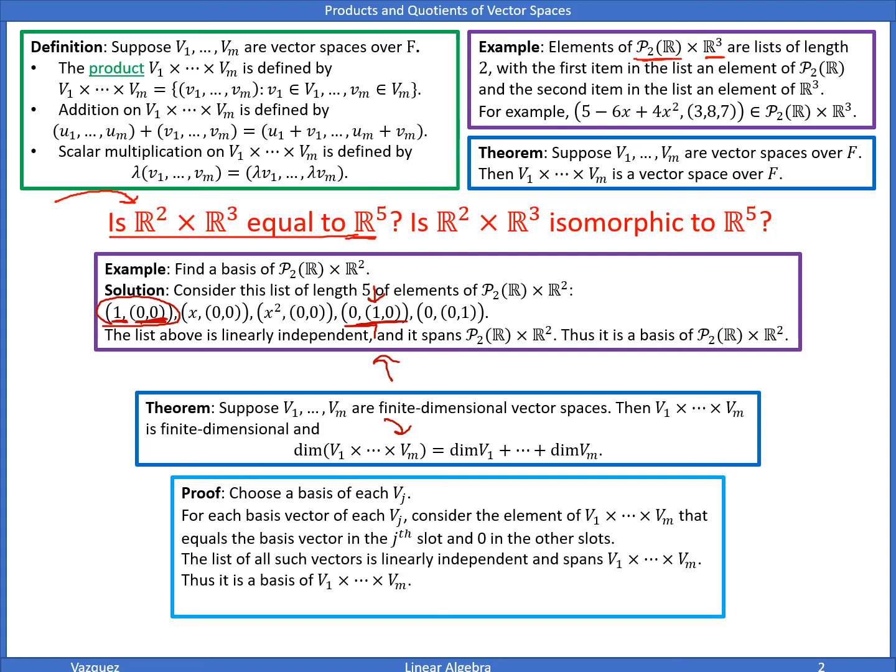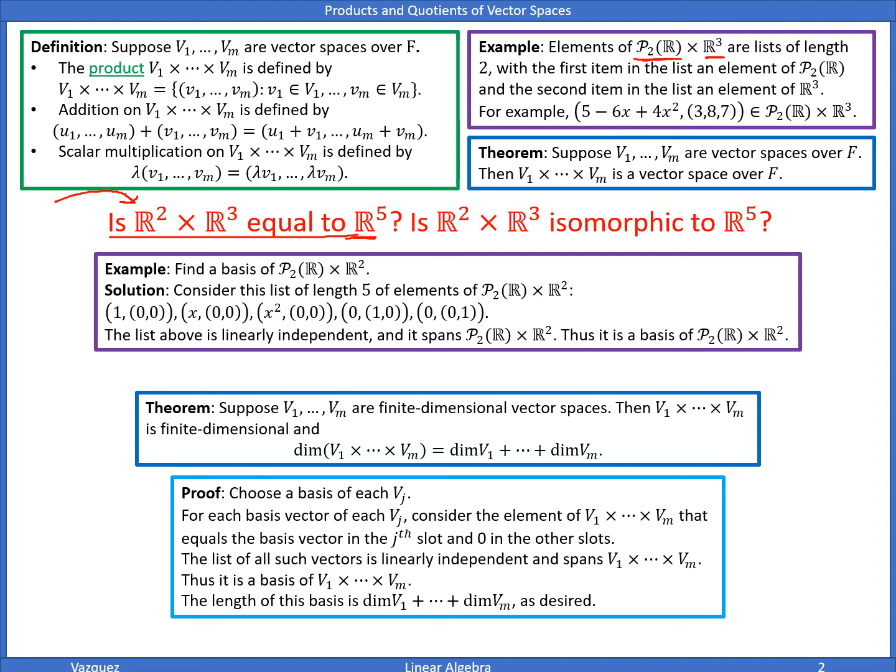Therefore, the list of all such vectors is linearly independent and spans the product. Right? So it is a basis of the product. And the length of the basis is the dimension of V1 plus the sum of the dimensions of the vector spaces. So again, this proof really just follows the example, what we did in the example. Make sure you have that down and understand what's going on.